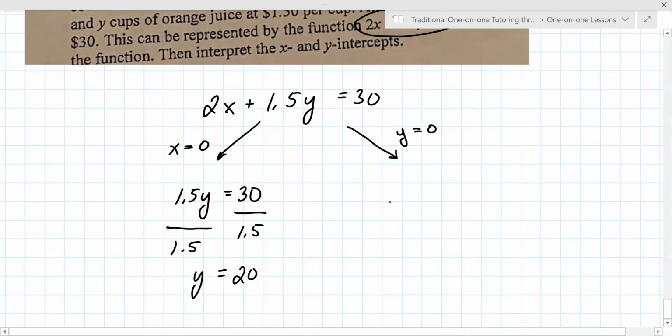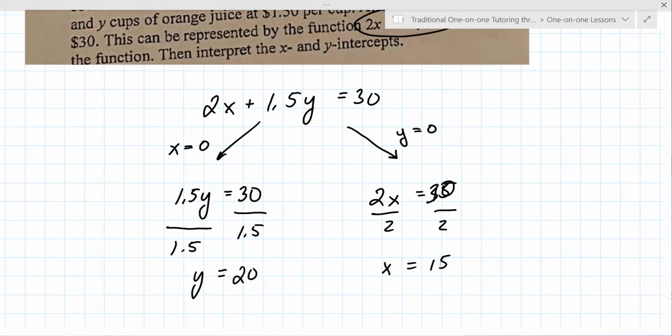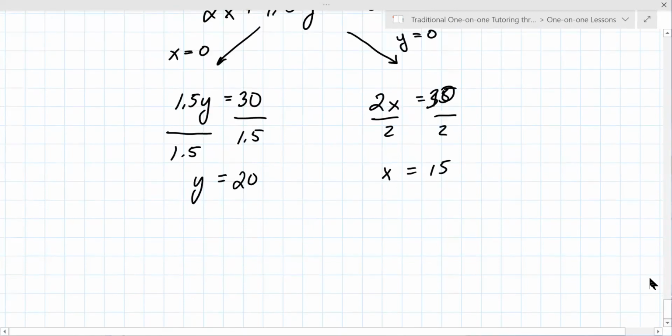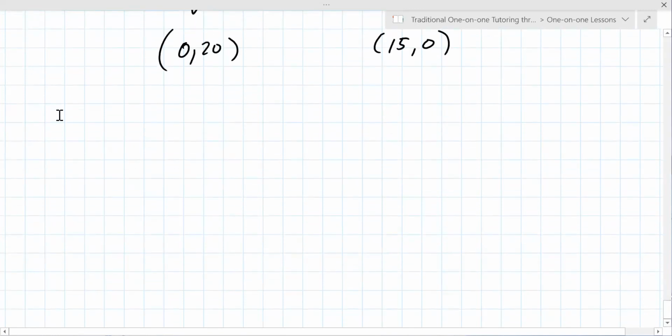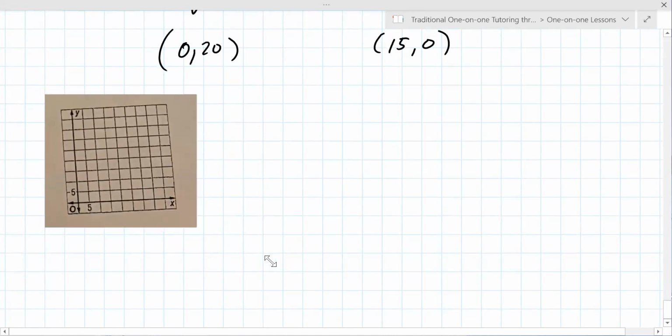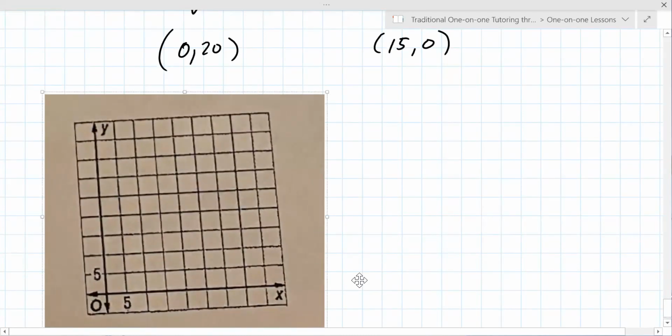Yeah. Okay. So when y is 0, this is 2x equals 30. You divide both sides by 2, so x equals 15. Yep. Okay, and then when we graph it here, we've got 2 ordered pairs. The first one is (0, 20). The other one is (15, 0). Okay. All right, so (0, 20) is 1, 2, 3, 4. (15, 0) is there.